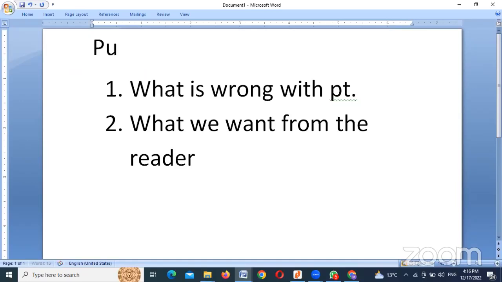Okay, purpose is just these two things. Number one, what is wrong with the patient? What is the diagnosis of this patient? And number two, what we want from the reader.